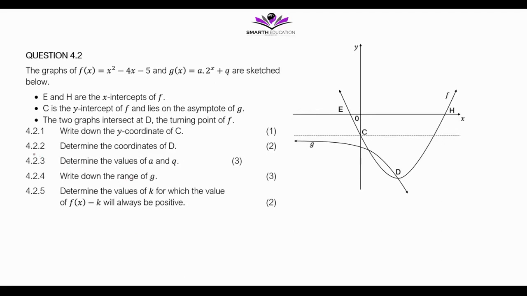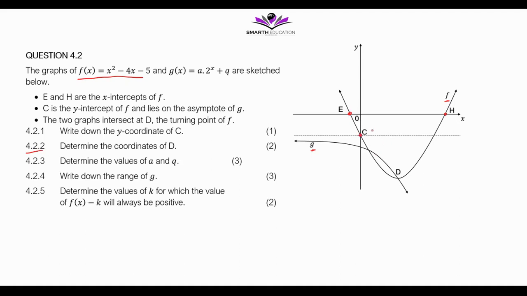Welcome back. Let's do question 422. We're given that the graphs of f(x) and g(x) are sketched below. We have f(x), the quadratic function, and g(x), which is exponential. E and H are the x-intercepts of f. C is the y-intercept of f and lies on the asymptote of g.